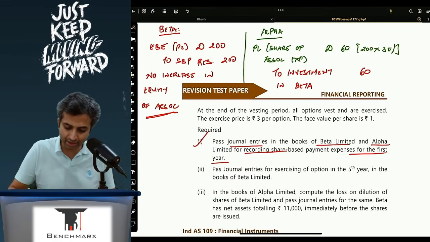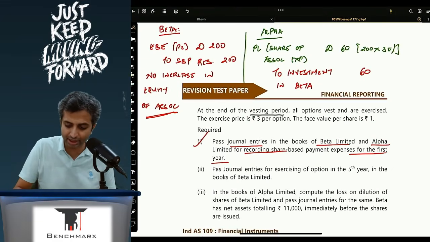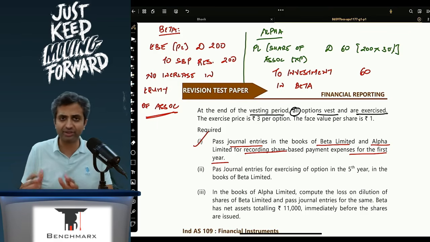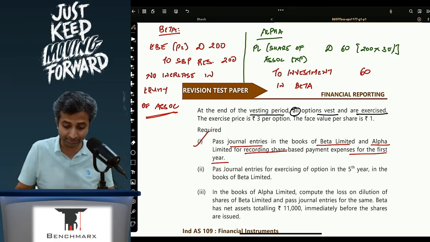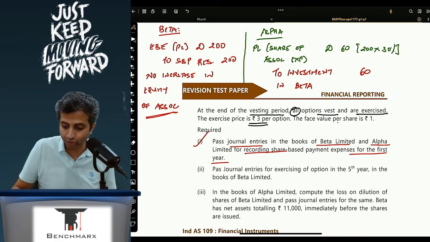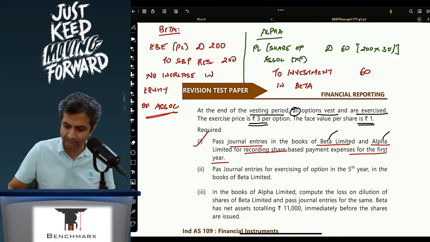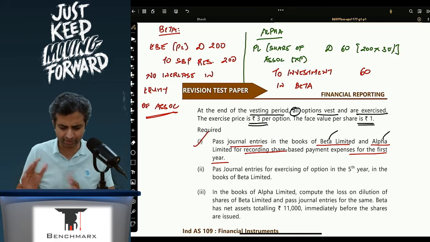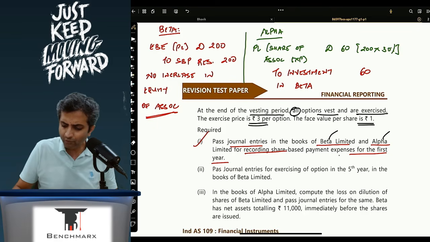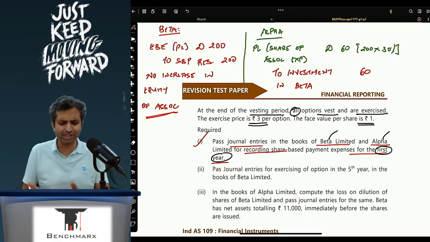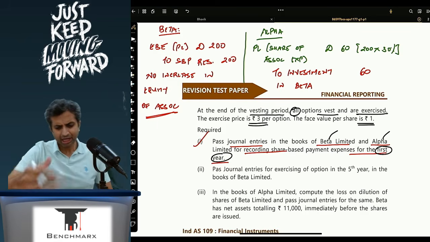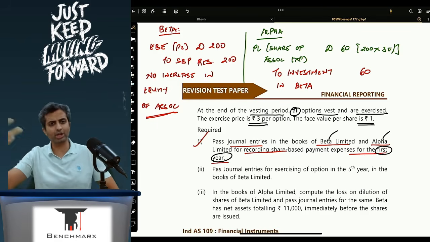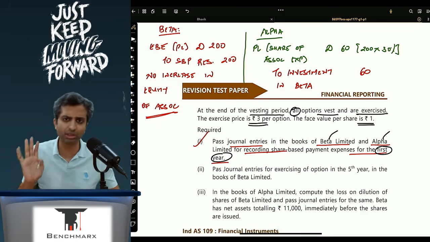Now point 1 is done. At the end of the vesting period, all options vest and are exercised. So no employees leave and all employees even exercise. So there's no lapsing. The exercise price is 3 rupees per option and the face value for every share is 1 rupee. Now point 1 is done. You are passing journal entries in the books of Beta. I've done this in red, and in Alpha I've started this and done this largely in green. For recording share-based payment expense for the first year. Why just for the first year? If you want to do it for all the 5 years, this will be the same entry in year 2, 3, 4 and 5, both in the books of Alpha and in the books of Beta.